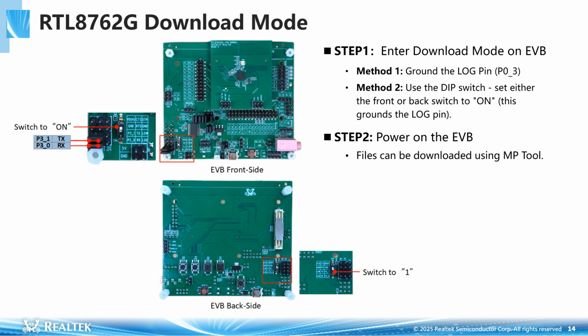To put the RTL8762G EVB into download mode, there are 2 methods you can use. Method 1 is using the log pin. Connect the log pin to GND. By default, the log pin is P03. This is similar to the process described earlier. Method 2 is using the dip switches. The EVB is equipped with dip switches located on both the front and back sides. Set any one of these switches to the on position. This will ground the log pin, thus putting the EVB into download mode. Both methods effectively pull the log pin to ground.